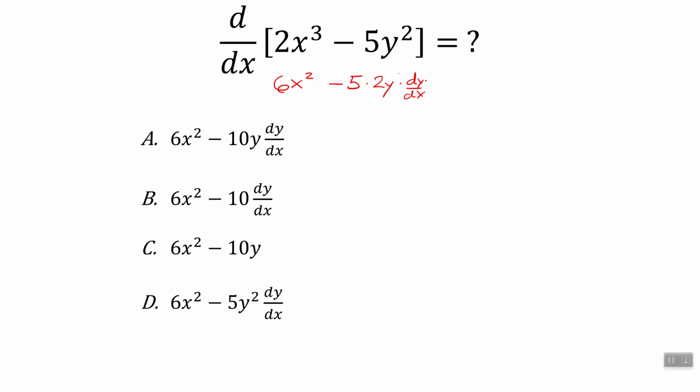All right, so 5 times 2 is 10, so we can say that this is 6x squared minus 10y times dy dx. All right, and that is an answer choice there. That actually is answer choice A. So hopefully you got A.